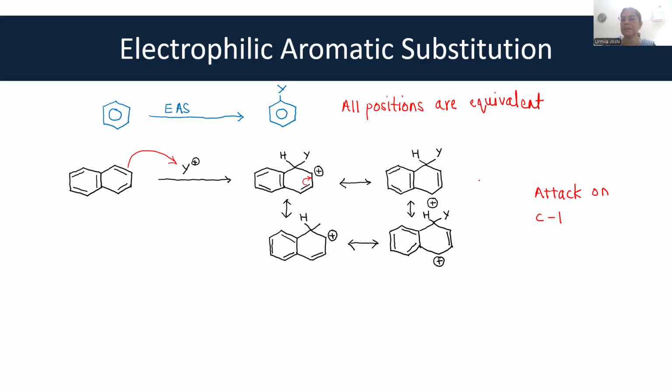So what happens? The attack on C1 generates 4 resonating structures. Everybody understands this? Attack on C1 generates 4 resonating structures. Now let us see what happens on attack at C2.